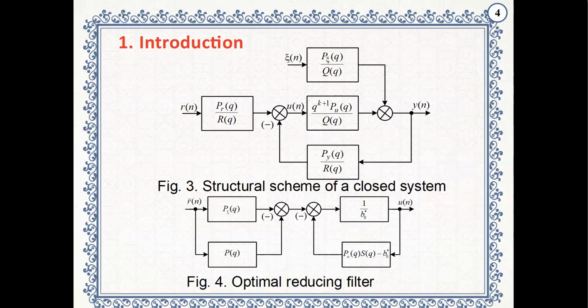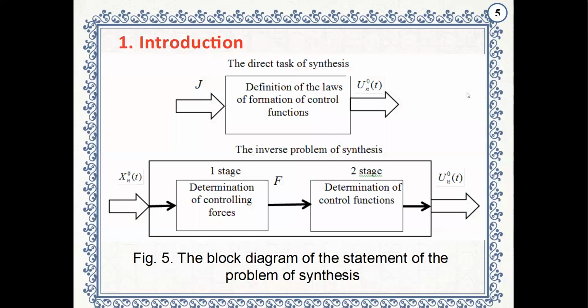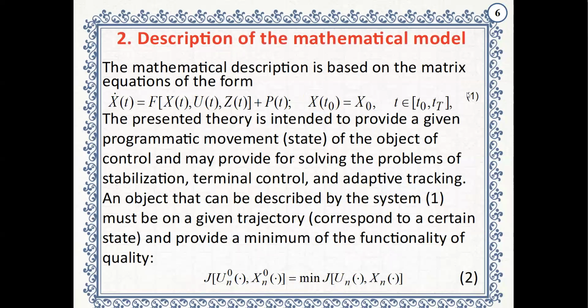In functionally stable systems, the vector of parameters of the reducing filter shown in figure 4 must change so as to ensure the optimality of the whole system over time. To solve this problem, we will use the method of inverse dynamic problems presented on the slide. The mathematical description is based on the matrix equation 1.